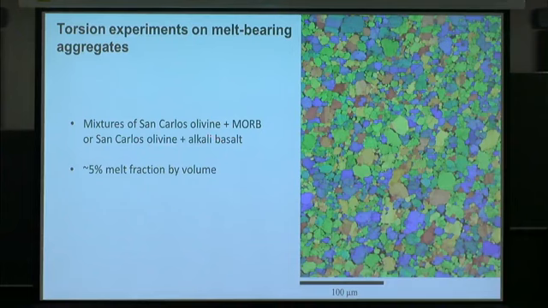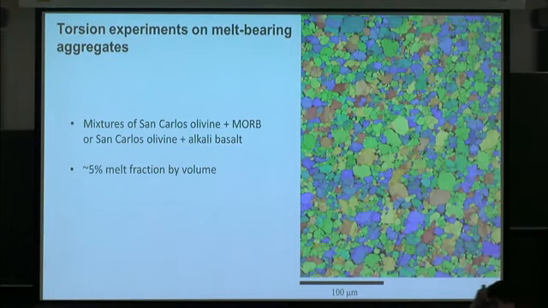Okay, so here we're looking at mixtures of San Carlos olivine plus Marlborough, and San Carlos olivine plus an alkali basalt, and the difference between the two melt compositions doesn't seem to be significant in terms of the crystallographic alignment, and we're generally working at melt fractions around 5%. Okay, and we're mapping the microstructure in detail.